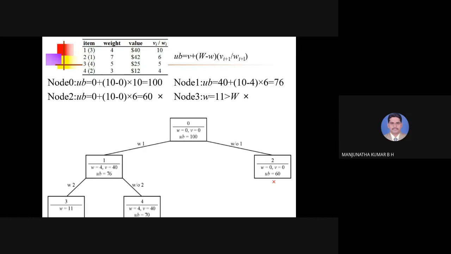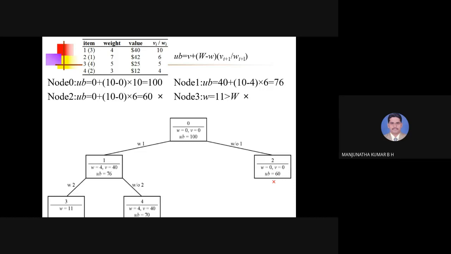Now here I am going to show how the upper bound for node 2 is calculated. What is small v here? Small v is 0 plus the remaining capacity: 10 minus 0, because 10 is the maximum capacity and 0 is the weight placed till now, into the next item's profit ratio, which is 6. Now solve this equation and you will get 60. Now 60 is the upper bound value of the second node. Okay, level 1 is finished now.